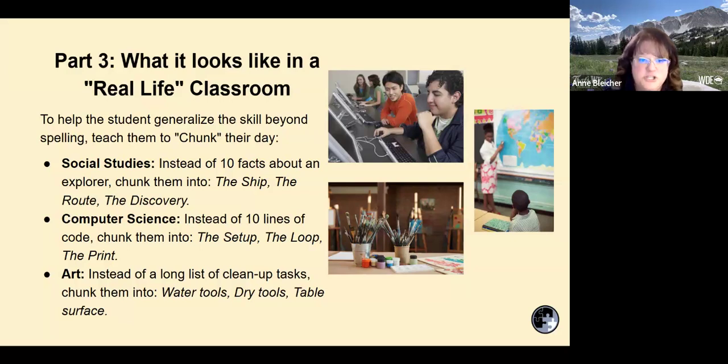chunk that. In general, when you're using chunking as an instructional strategy, you want to keep it to 3. Students that have working memory deficits can typically hold on to 3 pieces of information more effectively than say 5 or 10. And so that just helps them reduce how much information they have to process at one time.